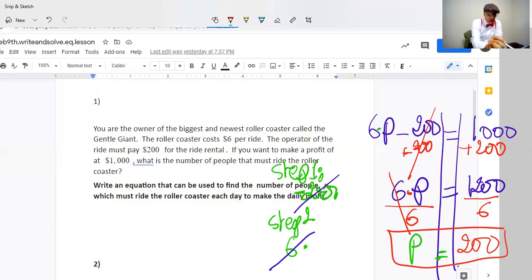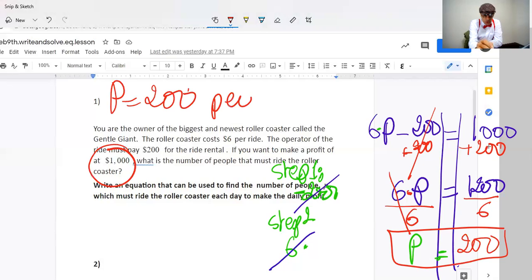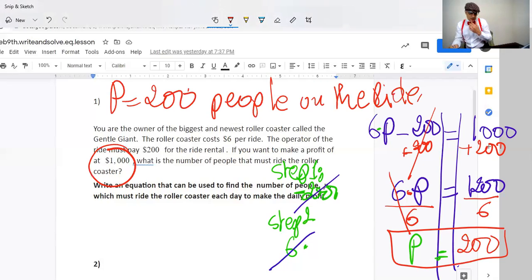So what does that P equals 200 mean? What does it represent? It means for him to make $1,000, 200 people have to go on the ride. Okay, so that was question 1 we did today. The second question, let me put that on.